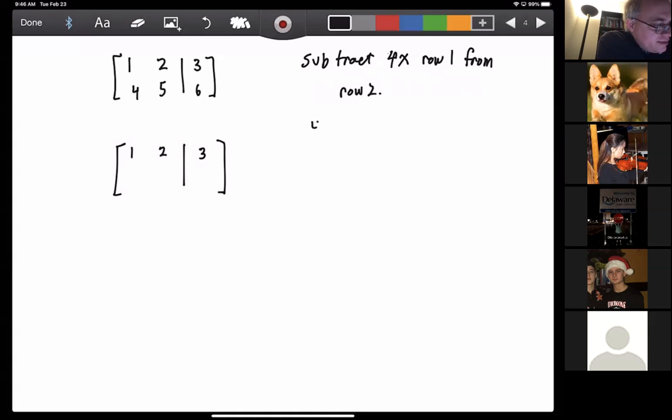So 4 times row 1, what are the entries there? That would be 4, 8, and then a 12. So multiply row 1 by 4: 1 goes to 4, 2 goes to 8, 3 goes to 12. And I'm going to subtract this resulting row, 4, 8, 12, from my second row. So 4 minus 4 goes to 0. 5 minus 8 goes to -3. 6 minus 12 goes to -6. Okay, so everyone follow that? Hopefully I didn't make any arithmetic mistakes.